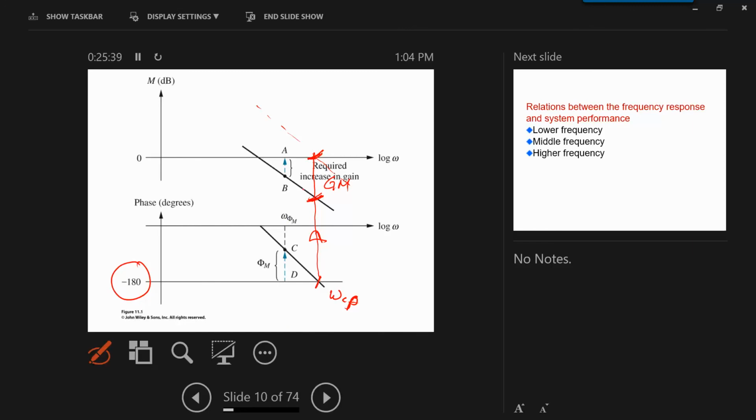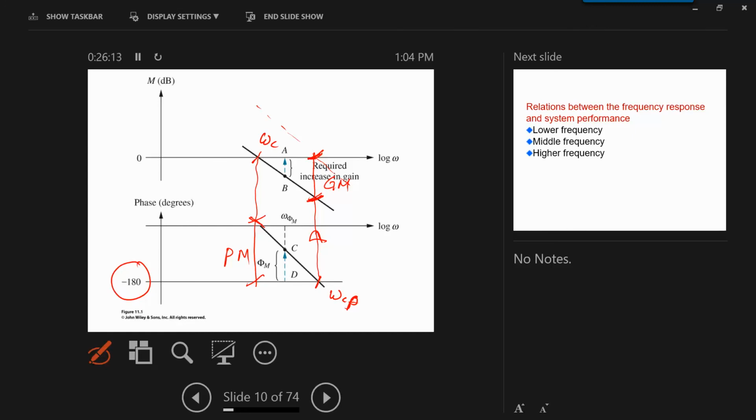Now the phase margin. Is this the same figure in the book? No, it's not. Well, for the phase margin, we look at the gain crossover. This is the gain crossover frequency, and we drop a line here and measure the phase. So this is the phase, and this is the phase margin.